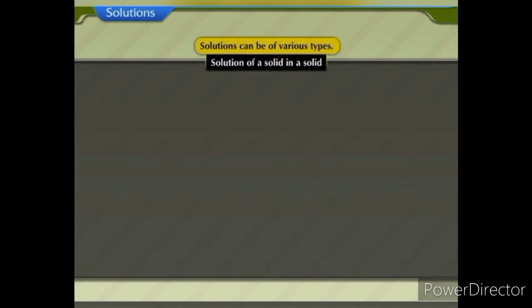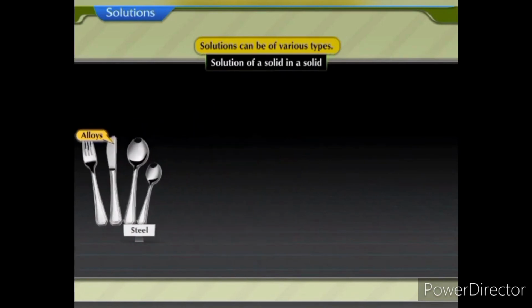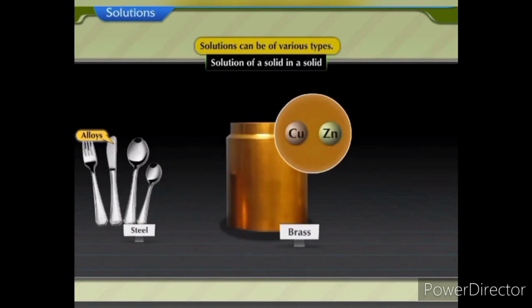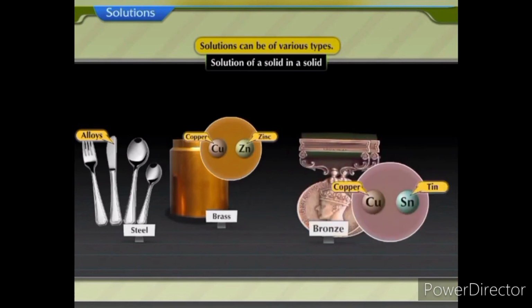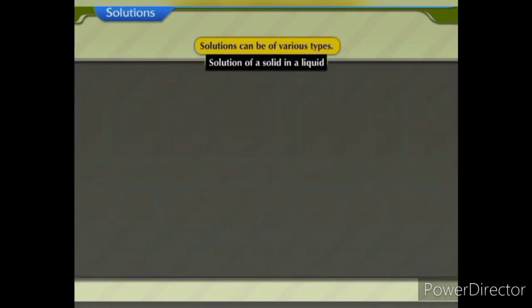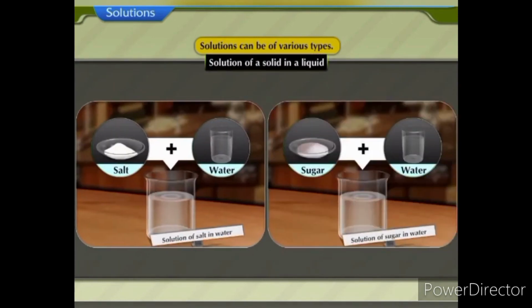Solution of a solid in a solid. Alloys are solutions of solids in solids. Brass is an alloy of copper and zinc. Bronze is an alloy of copper and tin. Solution of a solid in a liquid. Salt and sugar solutions are examples of this type of solution.